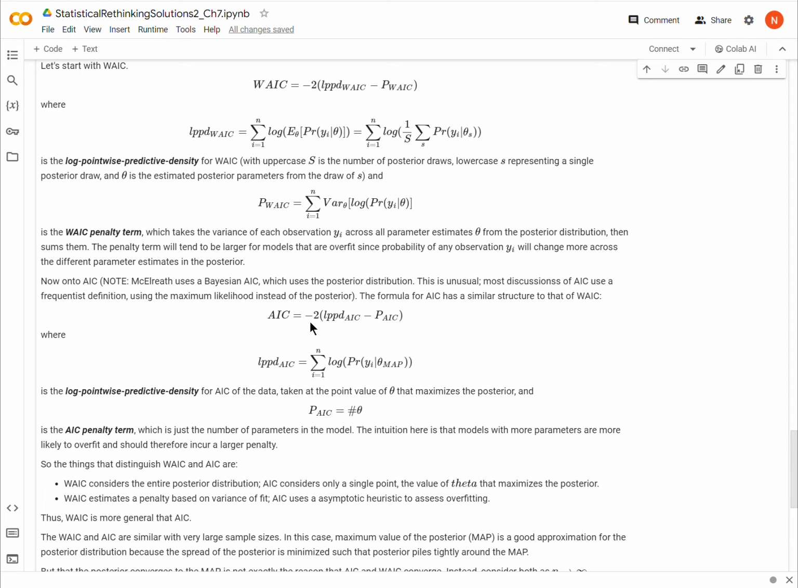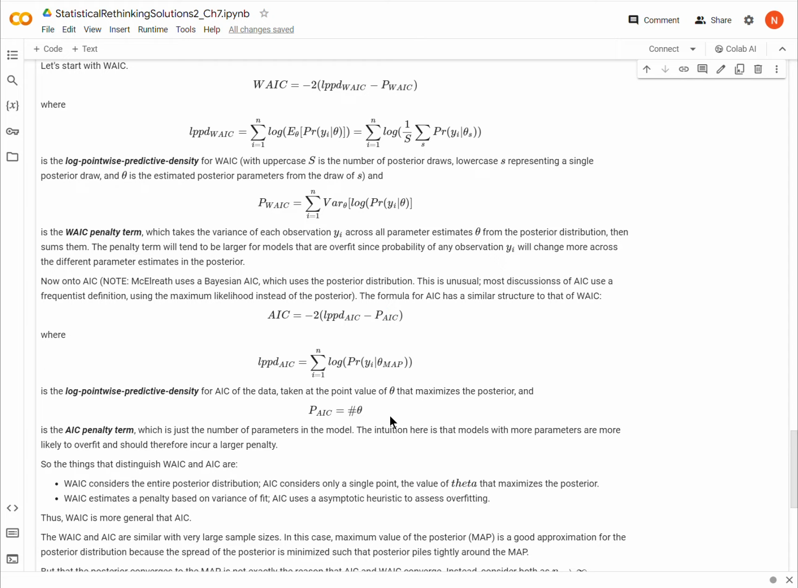So anyway, we have our LPPD for the AIC and the penalty term, and hopefully this penalty term also makes some kind of intuitive sense. It is just simply the number of parameters, the number of predictors that we're using to predict y. The more predictors we have, the more likely our model is to overfit the data. And so the more parameters we have, we should incur a penalty, okay? And that's what we have, right? A larger penalty for more parameters.